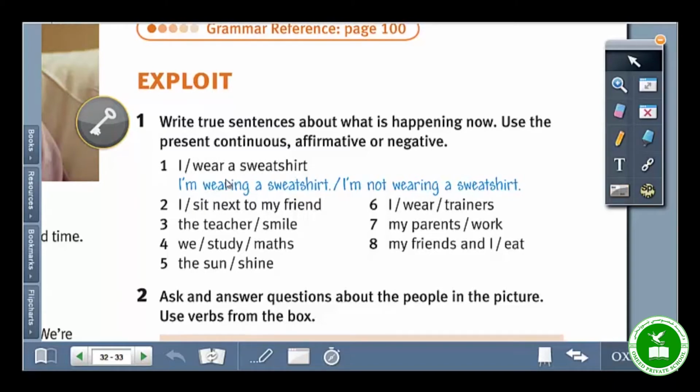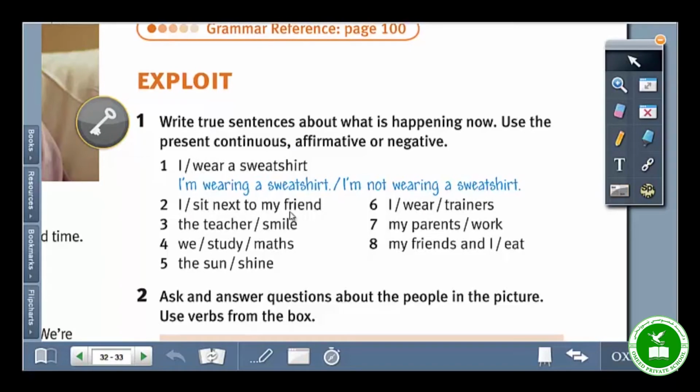If you are wearing a sweatshirt right now, you have to write, I'm wearing a sweatshirt. If you're not wearing, you have to say, I'm not wearing a sweatshirt. Okay? I'm not wearing a sweatshirt. I am wearing a sweatshirt. For example, number 2. I will make this one. Then you will be able to make the rest of the sentences.